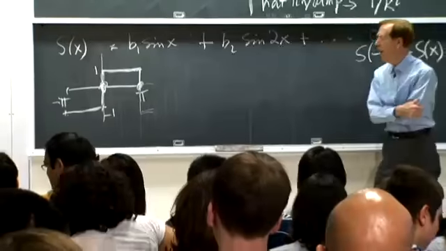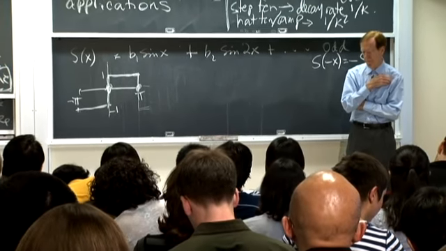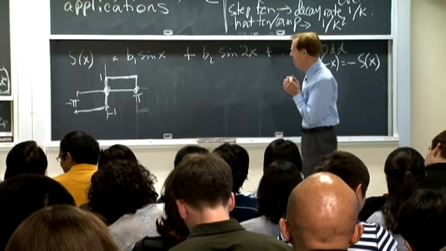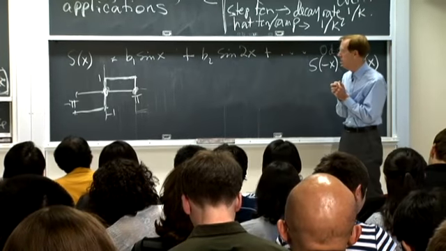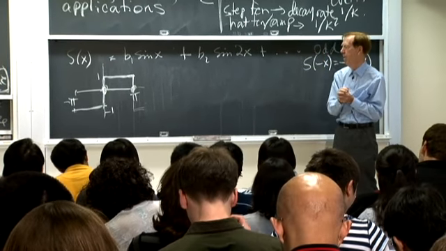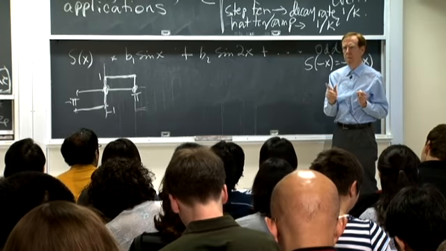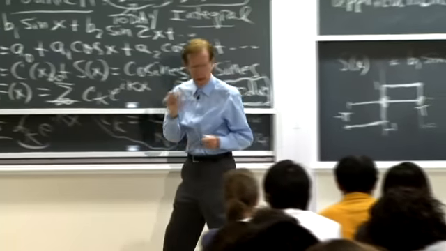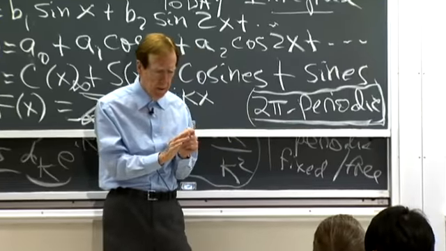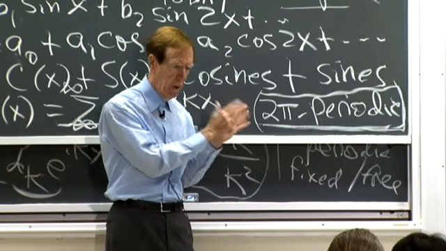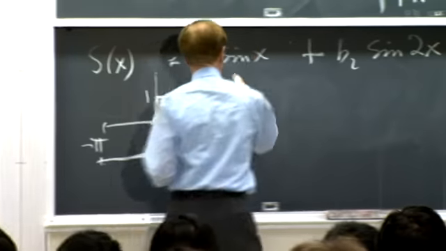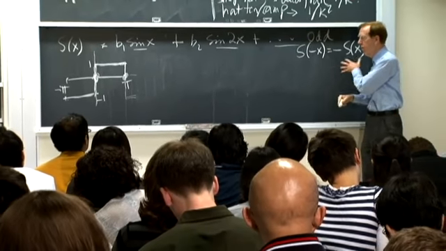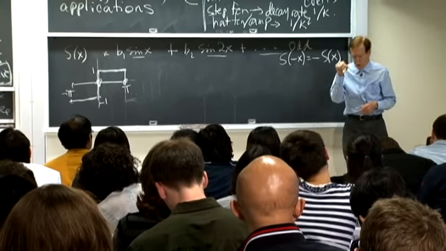OK, how do I find b2? Do you remember how to, I don't want to know the formula. I want to know why. What's the step to find the coefficient b2? Well, the key point, which makes everything possible, the key point without which we would be in real trouble, is that all these sine functions, sine 2x, sine 3x, sine 4x, are orthogonal.